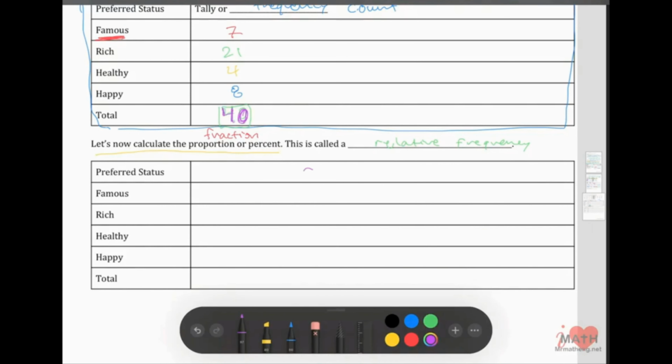All right, so what we're going to do is basically make a fraction. Let me show you how to do that. So the total, I like to write my fractions this way, 40. That's the total, right?